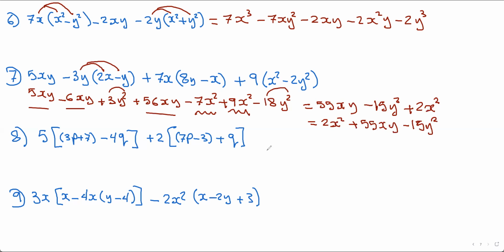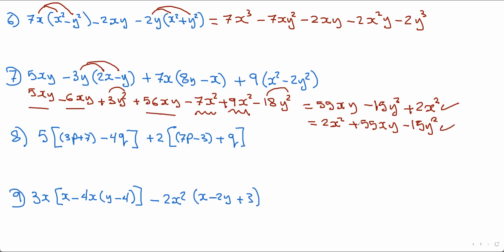Okay, so it doesn't matter. These two are correct. Here I'm just changing the order, but you don't have to do that. I'm just trying to explain to you, it doesn't matter what order you put these in, as long as the sign stays the same. So the 15y squared has a negative in front of it, so you make sure it's a negative in front of it.